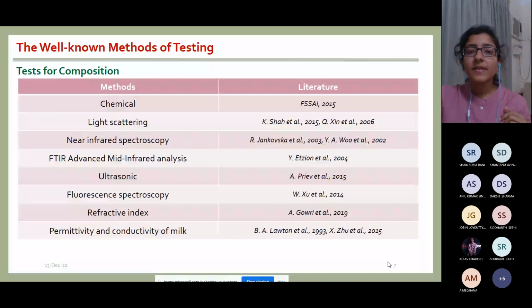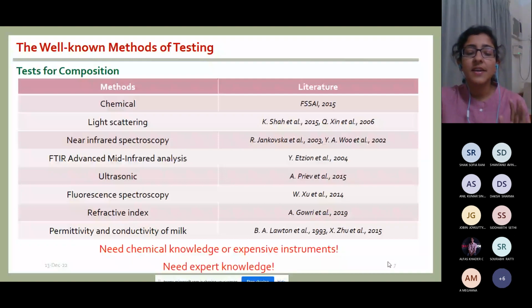But what are the drawbacks of that research? We found the drawback that sometimes it needs chemical knowledge, and the instruments we use for that detection are expensive, and also need expert knowledge to operate. Just like for chemical testing, we need chemical knowledge, otherwise we cannot detect. And if we go for fluorescence spectroscopy, we need a spectrometer and all those things.